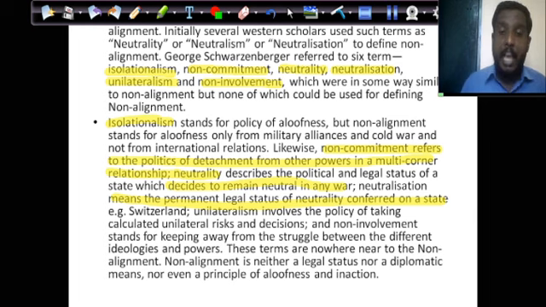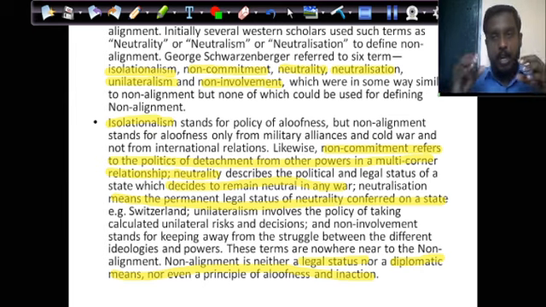Non-alignment is, look at the sentence, neither a legal status nor a diplomatic means, nor even a principle of aloofness and inaction. So this is basically trying to tell that the non-alignment movement is not a policy of aloofness, it is a policy of intervention. Whenever you need to intervene, you have to intervene and try to bring in peace. So aloofness and these kinds of terms cannot be equated to the non-alignment movement.